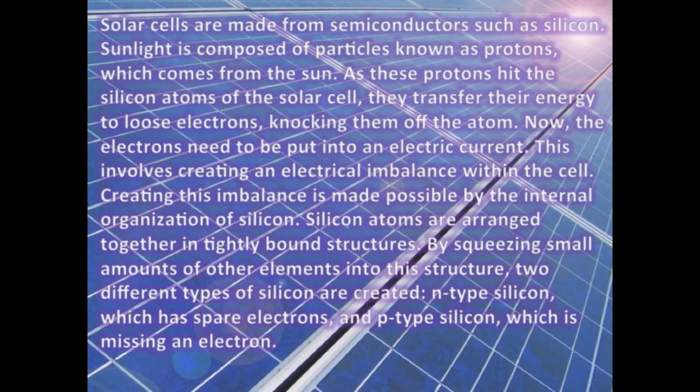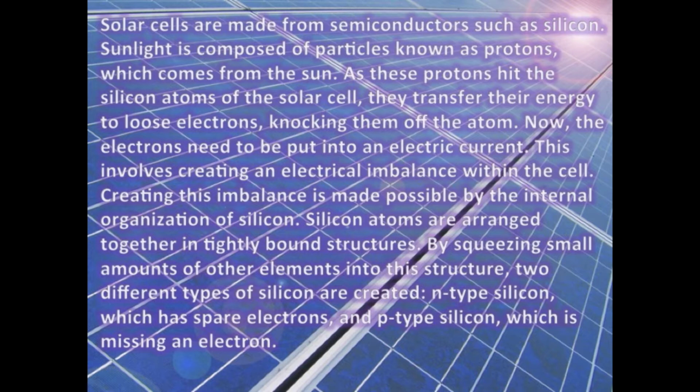Sunlight is composed of particles known as photons, which come from the sun. As these photons hit the silicon atoms of the solar cell, they transfer the energy to loose electrons, knocking them off the atom. Now, the electrons are being put into electrical current. This involves creating an electrical imbalance within a cell. Creating this imbalance is made possible by the internal organization of silicon.